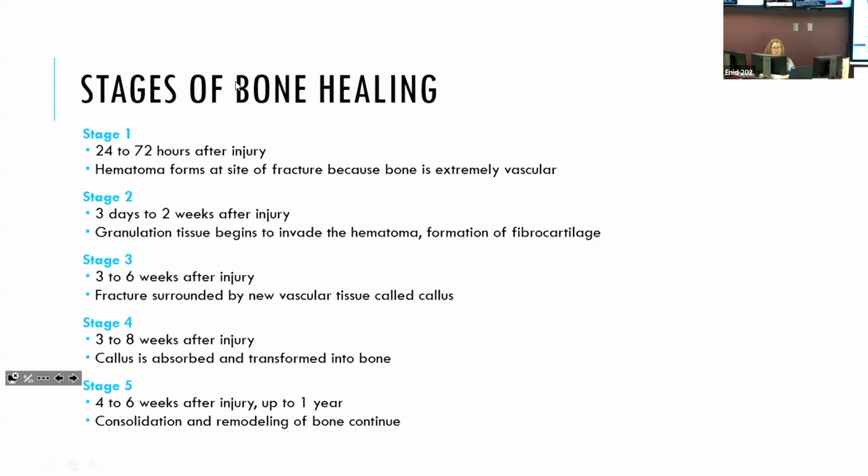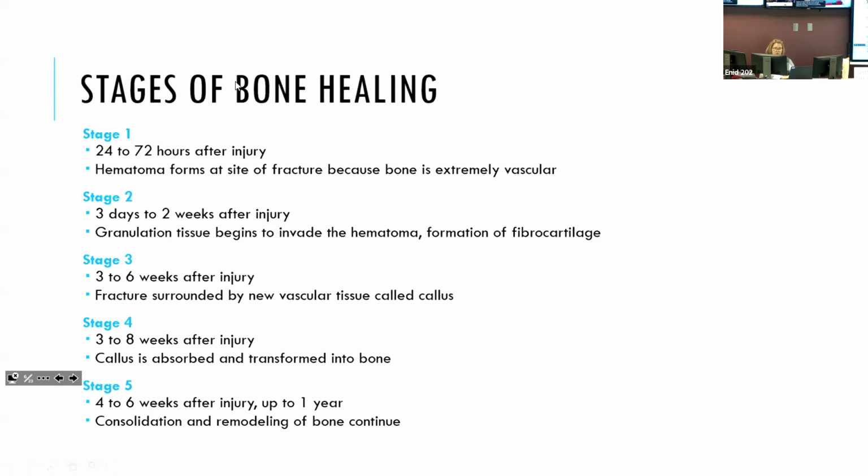Then stage 2, which can happen 3 days to 2 weeks after injury, granulation tissue invades the hematoma, which can start providing stabilization. And then stage 3, which occurs 3 to 6 weeks after injury, is when the fracture is surrounded by new vascular tissue called the callus. The bone strength gradually increases, but it's not completely restored at this point.